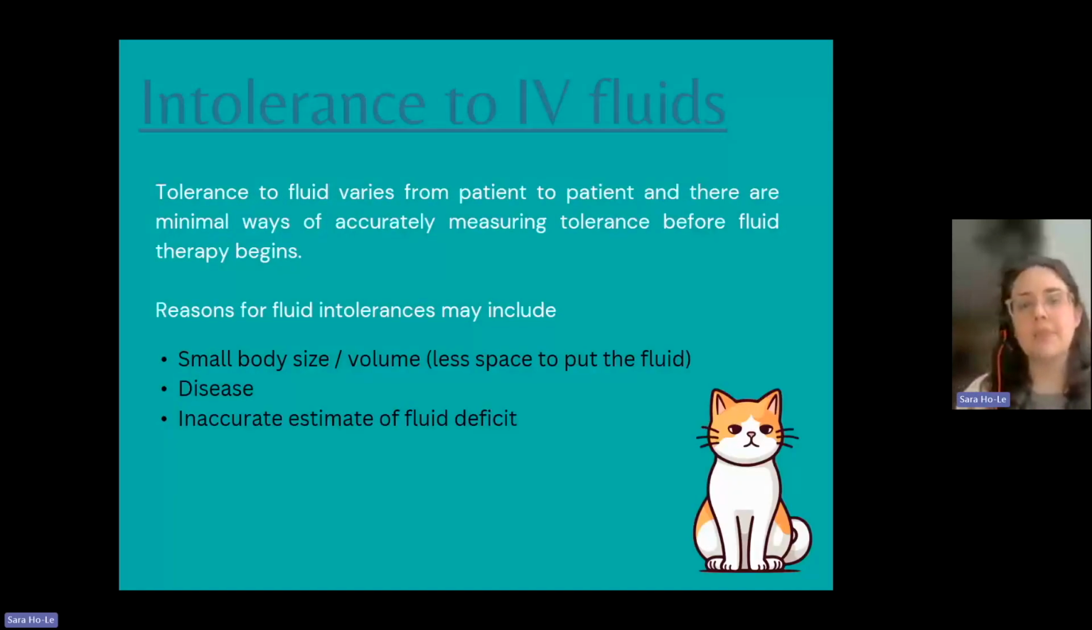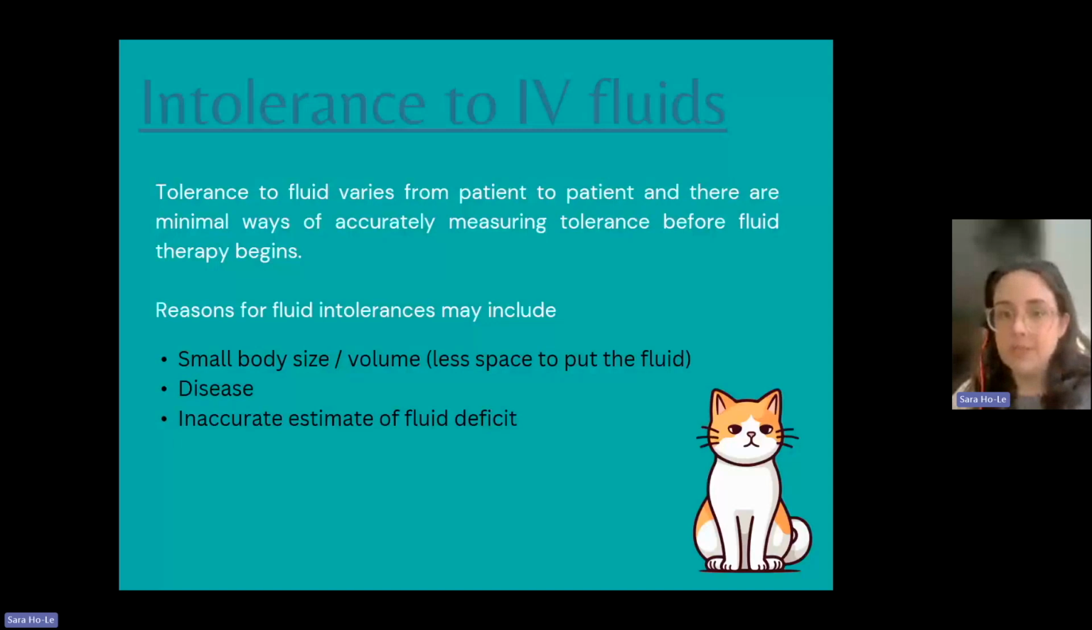So as I said, the tolerance for fluid varies from patient to patient, and there is simply no way of us accurately measuring tolerance. That's not something that we can do. We can't do that before therapy begins. We can only make a judgment based on the physical exam that the vet is carrying out on that patient. But some reasons for fluid intolerance that we may see are small body size. So smaller animals just have less space for fluid and there's more room to get it wrong.